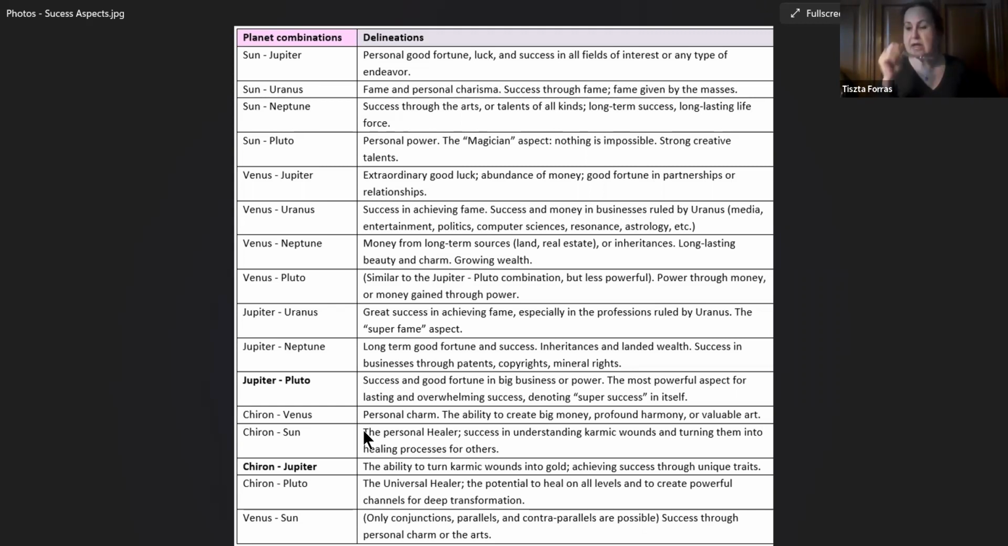Chiron Sun is the personal healer. There's a universal healer aspect. It's the Chiron Pluto aspects, which are rarer. Those are the universal healers. The generation that has Chiron Pluto comes to the earth plane in order to heal whatever there is to be healed. Chiron Sun is more the personal healer.